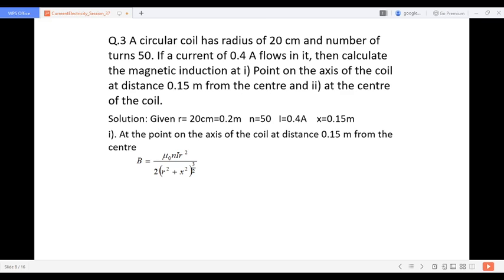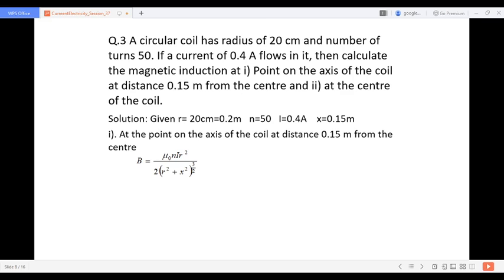So given, R is the radius of the coil and R is equivalent to 20 centimeter, which can be written as 0.2 meter. Number of turns is 50. Current I flowing through the coil is 0.4 ampere.